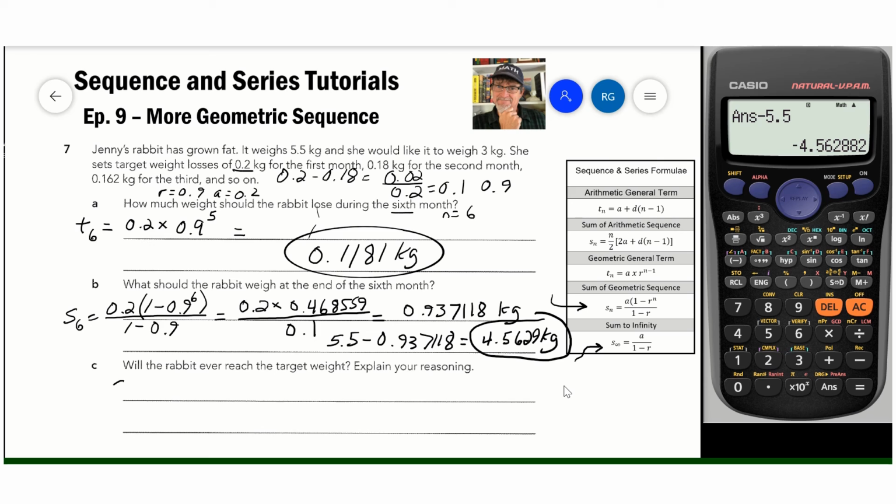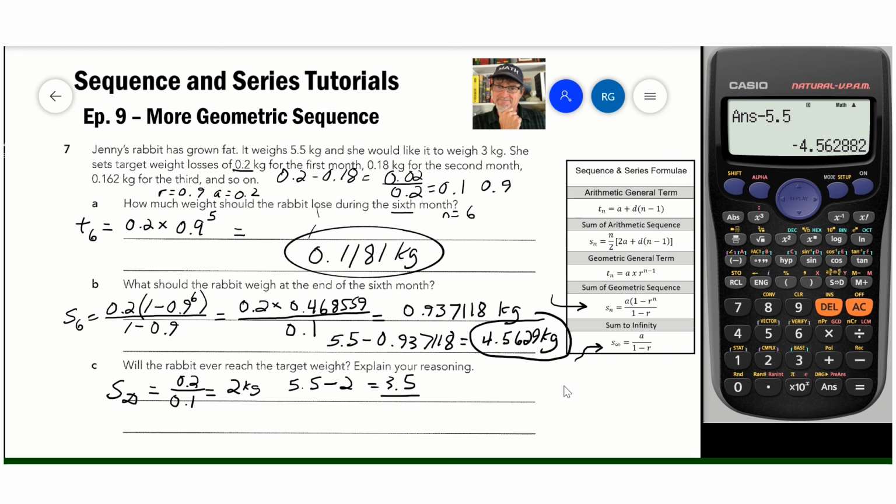So it's a simple one. Sum to infinity equals, so we got a in our numerator. So that's 0.2. And we divide it by 1 minus r. Well, that's just 0.1. Well, that was easy. 0.2 over 0.1 is just 2. So the most the rabbit can ever lose, even if he was to keep losing each month infinitely, is only 2 kgs. So what weight would that put him at? Well, 5.5 that he starts with minus 2 is 3.5.